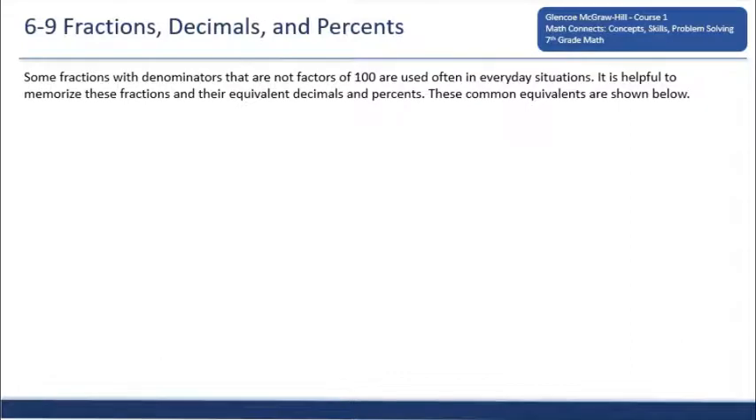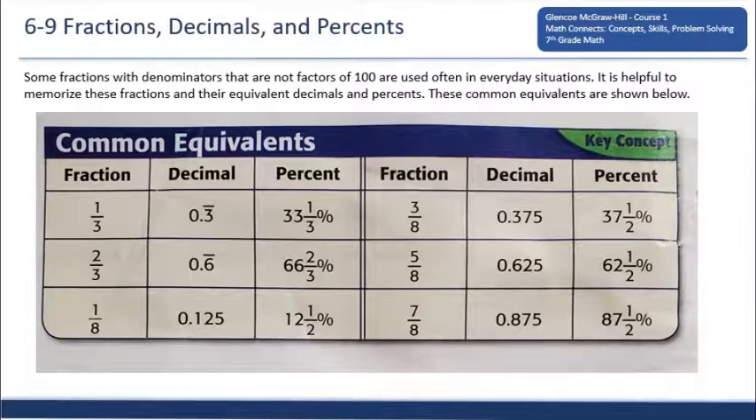Some fractions with denominators that are not factors of 100 are used often in everyday situations. It is helpful to memorize these fractions and their equivalent decimals and percents. These common equivalents are shown below. So 1/3 as a decimal is 0.3 repeating. We have the repeating bar, and as a percent, it's 33 1/3%. I'm not going to go through each of these, but I do think that it is important that you try to memorize these. It'll help with your everyday math.